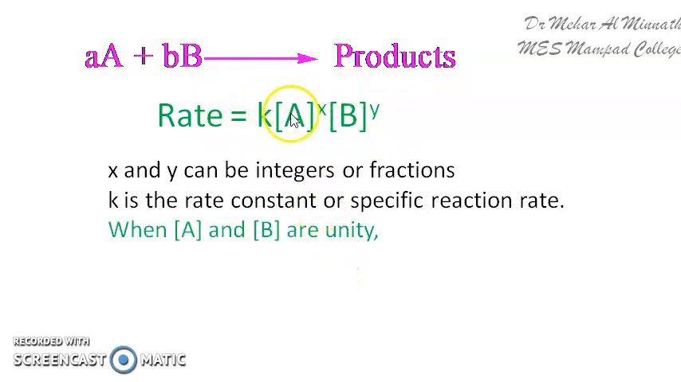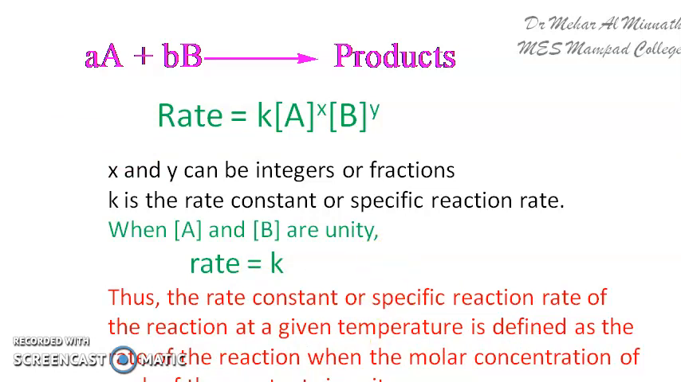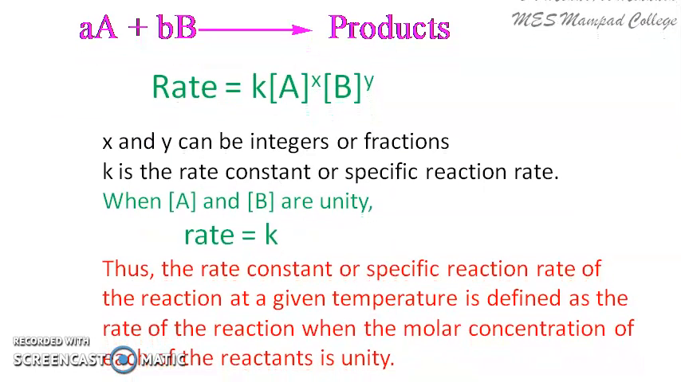Now, when the concentration of A and the concentration of B is 1, what happens? Rate will be equal to K. Rate will be equal to the rate constant, isn't it? When the concentration of A and the concentration of B are both equal to 1, the rate will be equal to the rate constant K. Now, that is called the specific rate of the reaction.